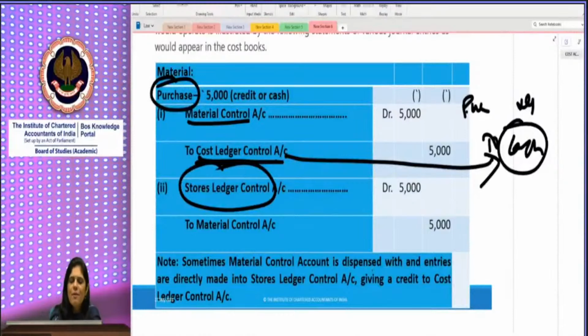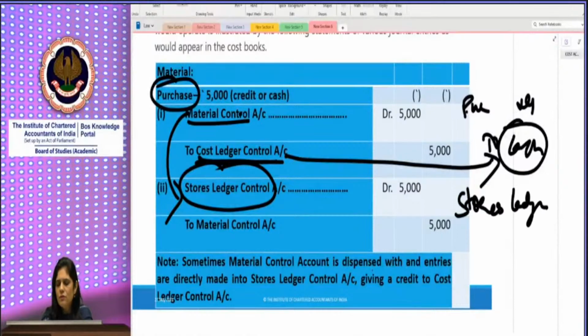So they have passed two entries. They have created material control, then they have transferred material control to stores ledger. So we can pass only one entry, which is called stores ledger control account debit to cost ledger control account. We can just pass one entry. Clear? So this is the entry for material purchase.